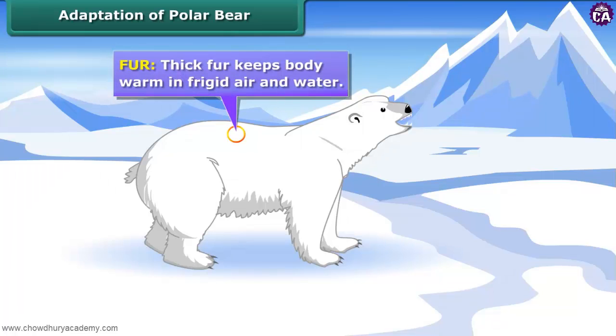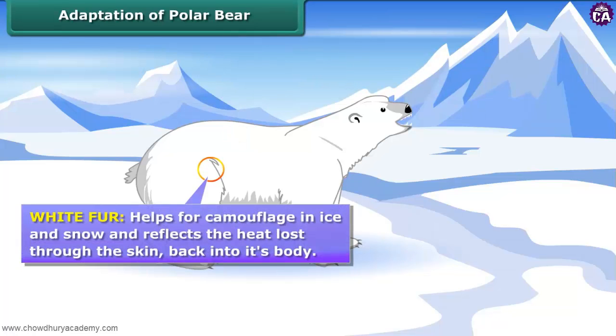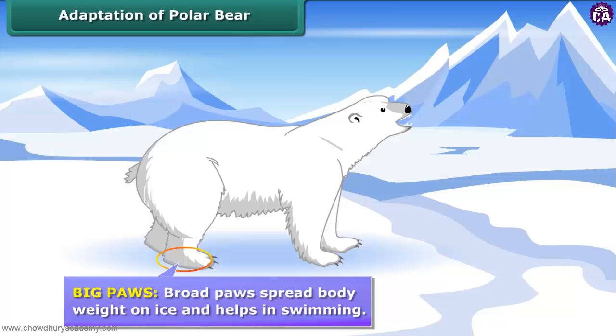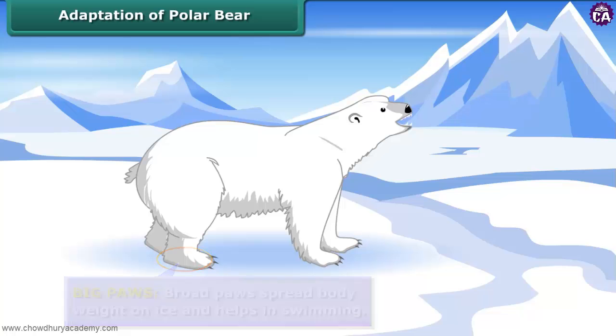Fur. Thick fur keeps body warm in frigid air and water. White fur helps for camouflage in ice and snow and reflects the heat lost through the skin back into its body. Big paws. Broad paws spread body weight on ice and helps in swimming.